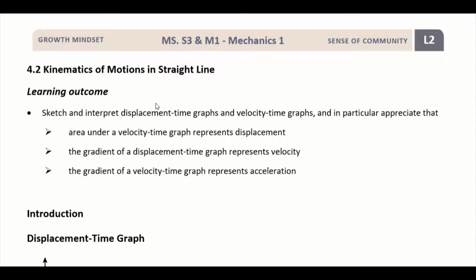Alright, hi everyone. Welcome to the second lesson for topic 2, kinematics of motion in a straight line. As usual, let's look at the learning outcomes of the lesson.